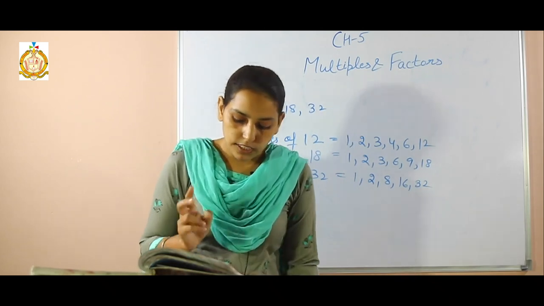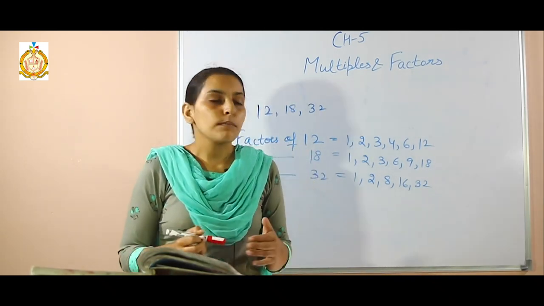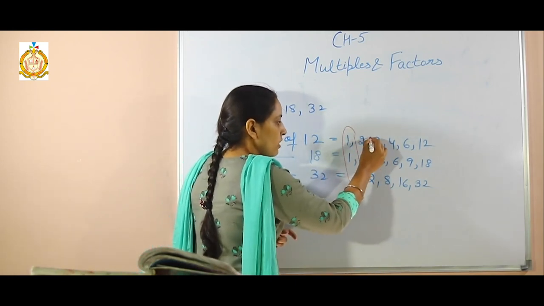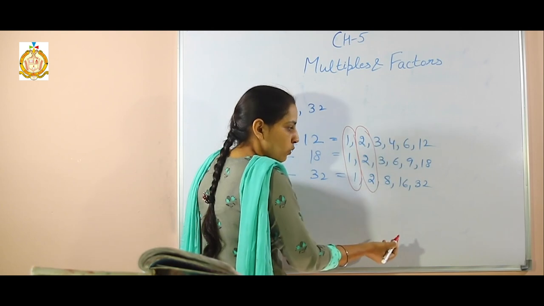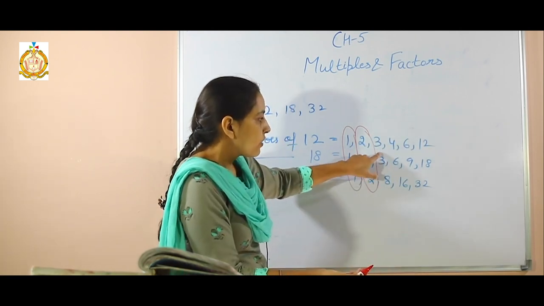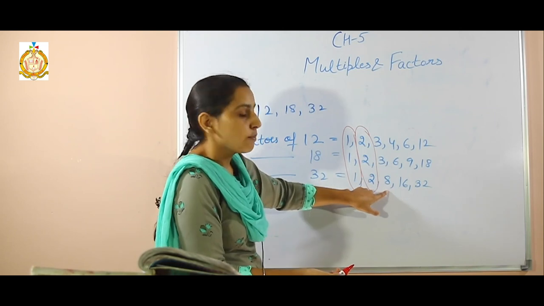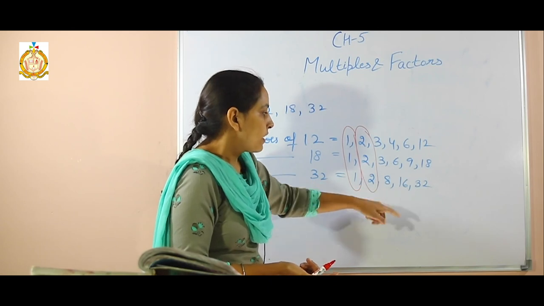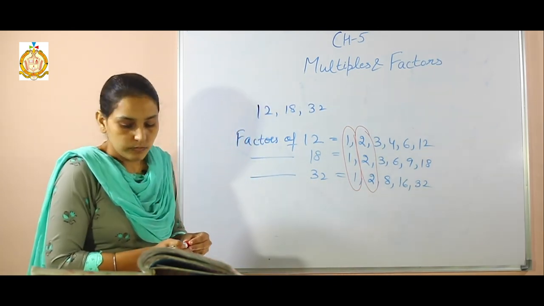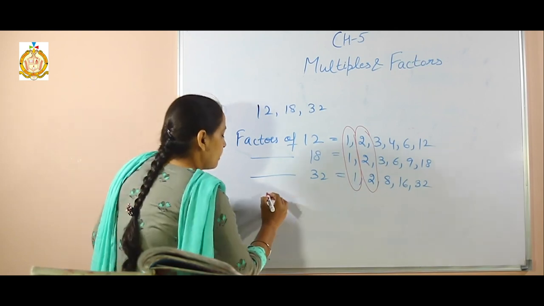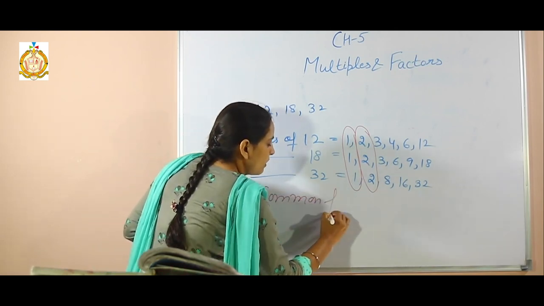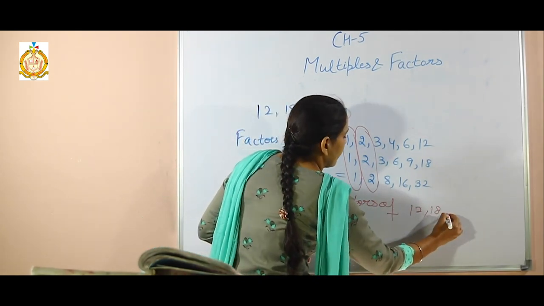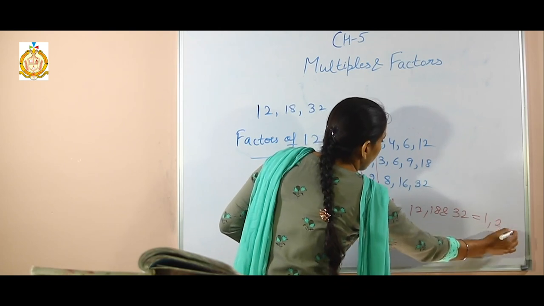Students, in the previous sum there were 2 numbers, but in the next sum there are 3. So mark the factor which is common in all 3. 1 is common, 2 is common. 3 is present here, here it's also present, but in the third one it is not present. 6 is also present here, here it's also present, but here it's not present. So students, write down the common factors of 12, 18 and 32: 1 and 2.